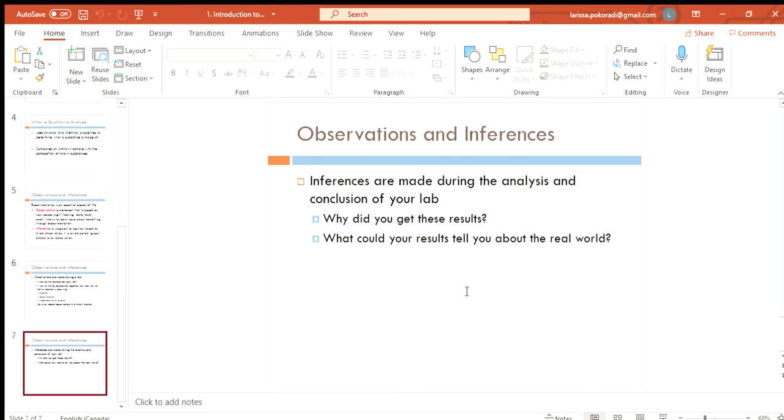An inference, on the other hand, happens after our observations. Usually you'll have an analysis or a discussion section in your lab where it says, hey, you have all these observations. What do you think this means? That's where your inferences come in. Then you have to make a guess based on your observations, an educated guess.